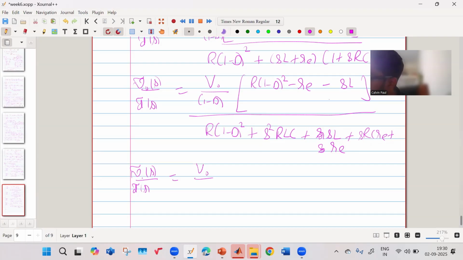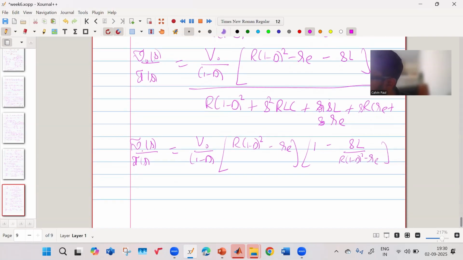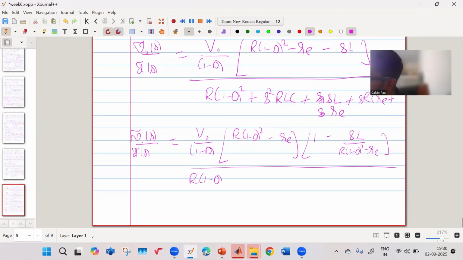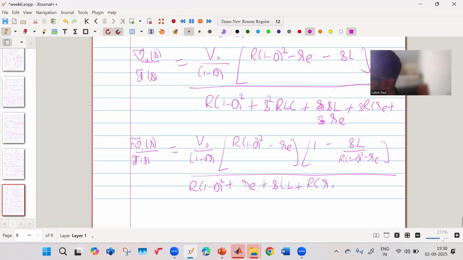That is equal to V output upon 1 minus D into R into (1 minus D) square minus RE. You take that common. You will get 1 minus SL upon R into (1 minus D) square minus RE. Right? Okay, over here, you get R into (1 minus D) square plus RE plus S into L plus RC into RE plus S square RLC.